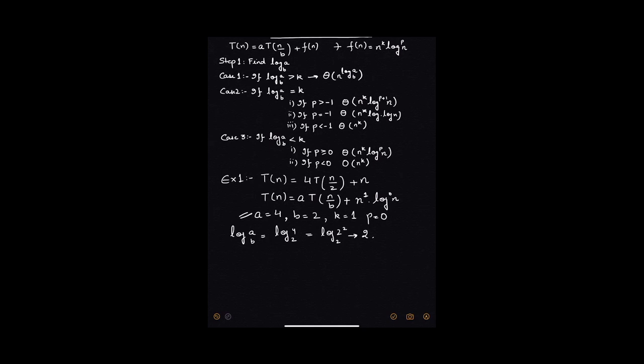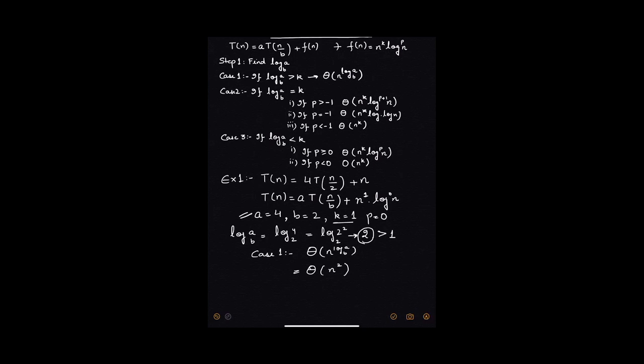So I can see over here, my k value is 1. So the log a base b value is greater than 1. So this is my case 1 problem. So the time complexity is theta of n^(log a base b). So the value becomes theta of n^(log a base b), which we have just calculated as 2. So I can say the time complexity is theta of n squared.